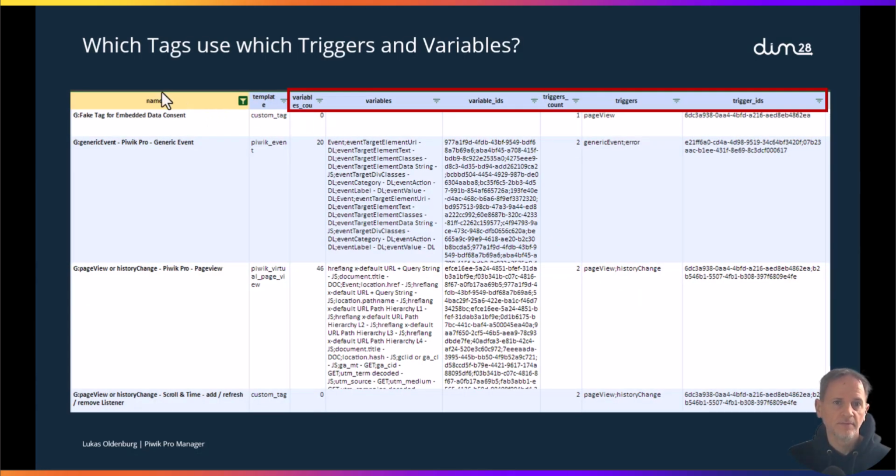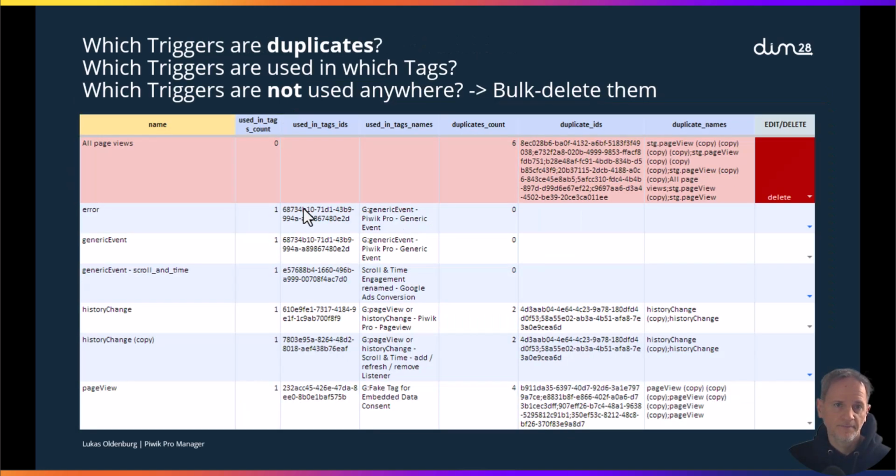So for example, we can see which tags use which triggers and variables. This is a tag, and we see it uses one trigger called PageView. The trigger ID is this one. This tag has a lot of variables, and these are the variable IDs and the variable names, and 2 triggers. We can see which triggers are duplicates, which triggers are used in which tags, and which triggers are not used anywhere, to then bulk delete them.